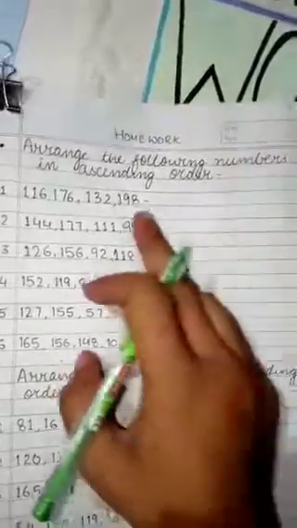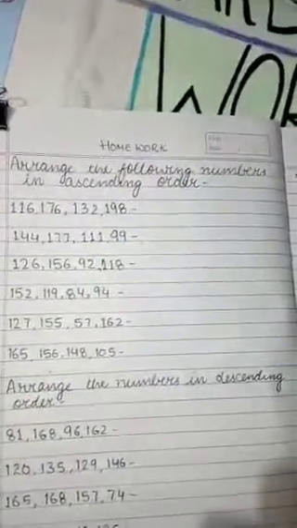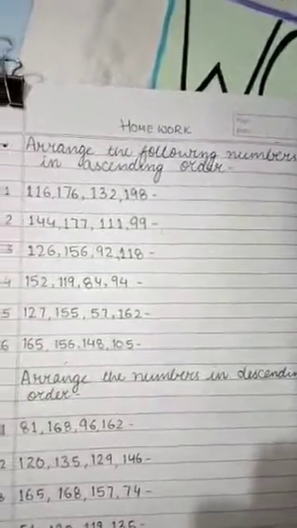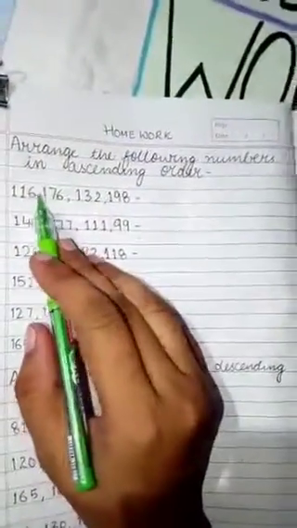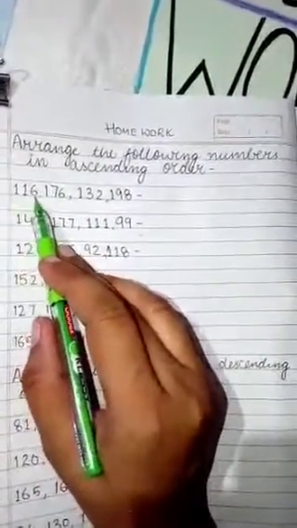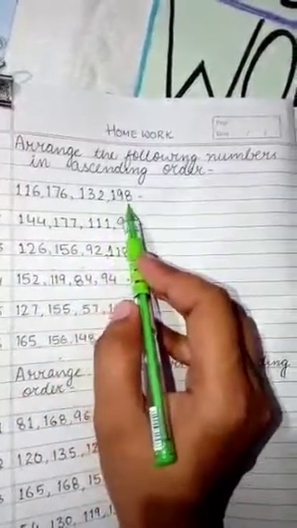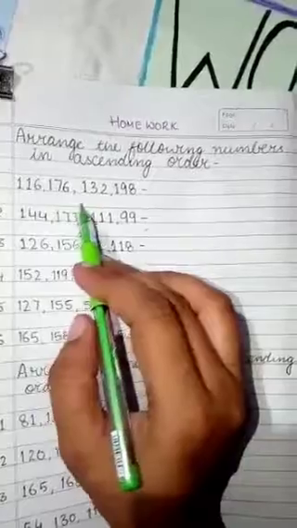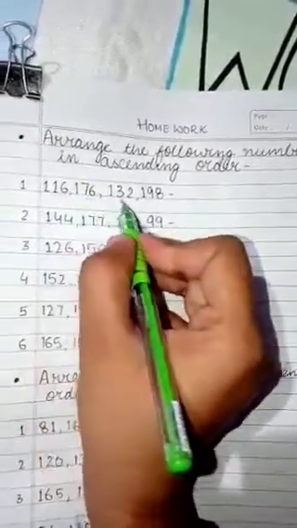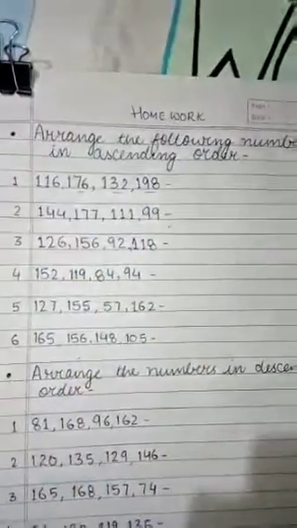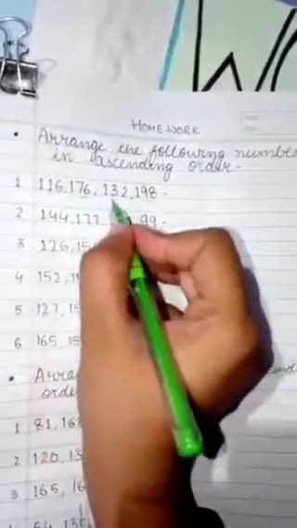This is your homework. Arrange the following numbers in ascending order. We have to arrange the numbers in ascending order. First of all, see the numbers carefully and read them. 116, 176, 132, 198. All are 100 numbers, but these are different. So we see these 2-digit values.